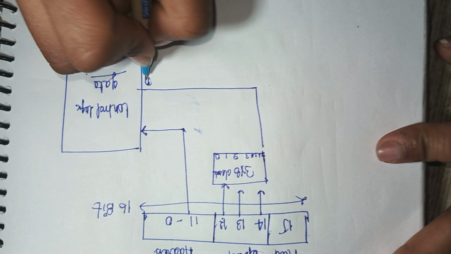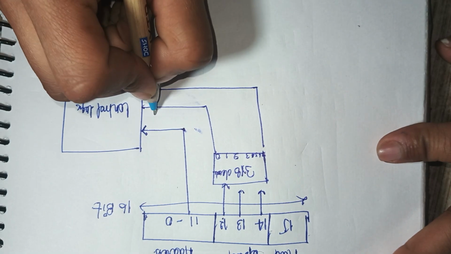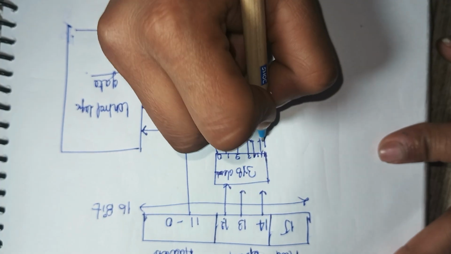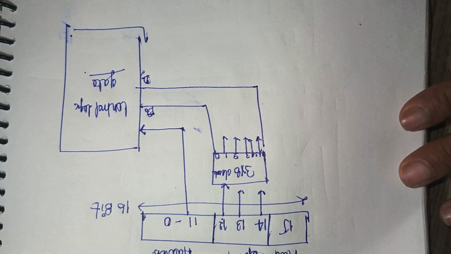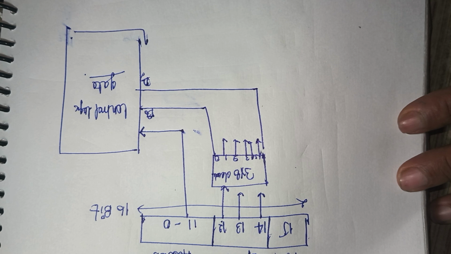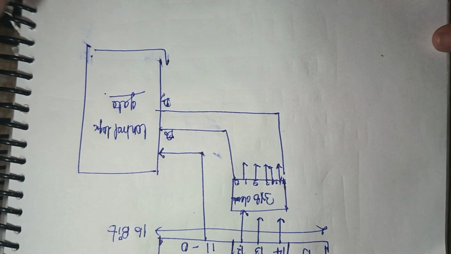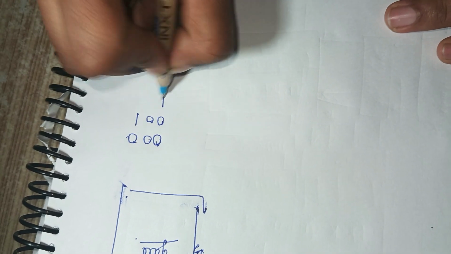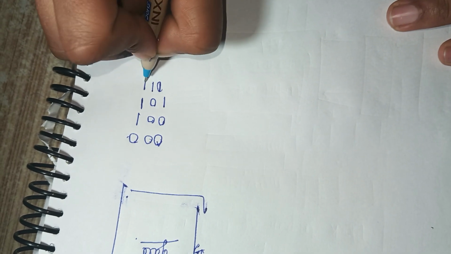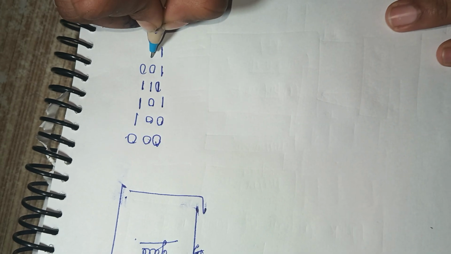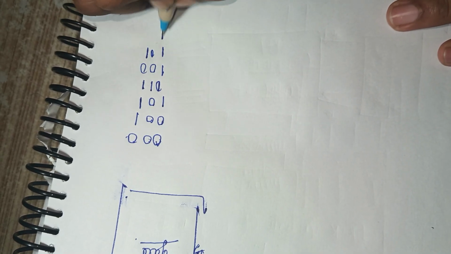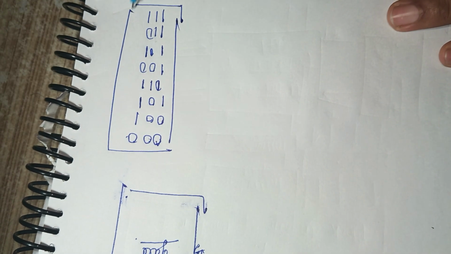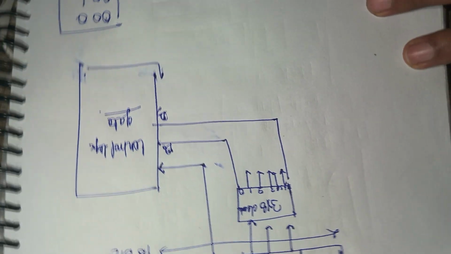From D7 to D0, through the 3 into 8 decoder, the operands get generated like 000, 001, 010, 011, 100, 101, 110, and 111. These 8 signals will be generated from the 3 into 8 decoder.